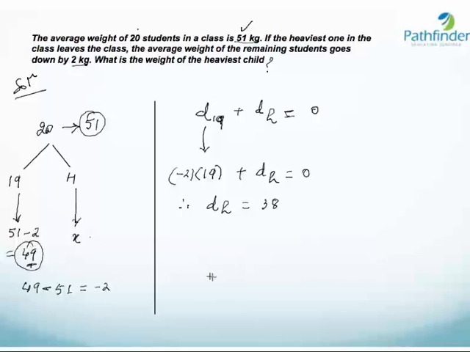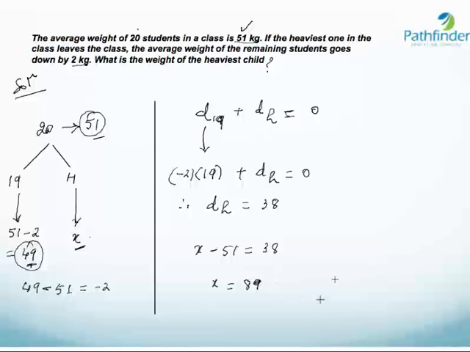Now what should we do? We will calculate the deviation on the heaviest of the students as x minus the overall average, which should give us the deviation of the heaviest student. So on solving for x, we will get x, which is the weight of the heaviest student, as 51 plus 38, that is 89.